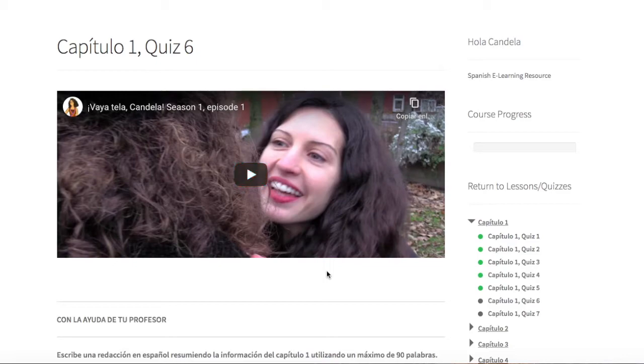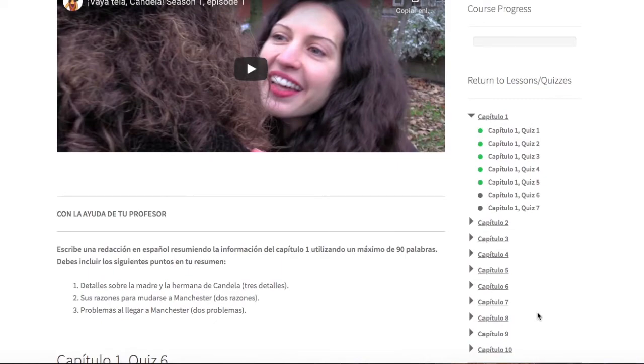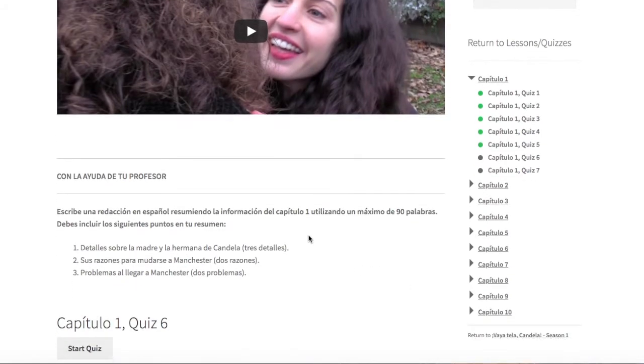The last two exercises of every episode, in this case quiz 6 and 7, are designed so that the students do them with the help of their teachers. So, the second last exercise is always a summary. Even the title is similar to what they read in the AQA exam. And here it says to write an essay in Spanish summarizing the information on episode 1 using a maximum of 90 words. Sometimes it's not the whole episode, but just one part of the episode, depending on how many things happen. And here they have some guidelines. So again, with a similar format to what they will see in the exam.